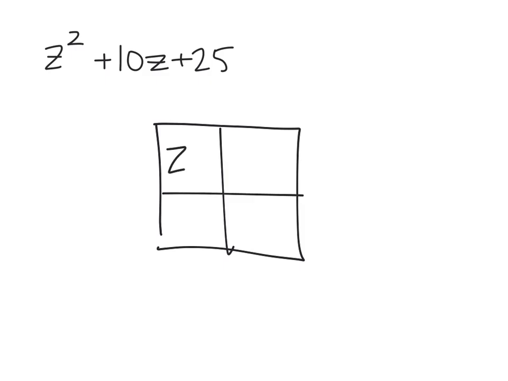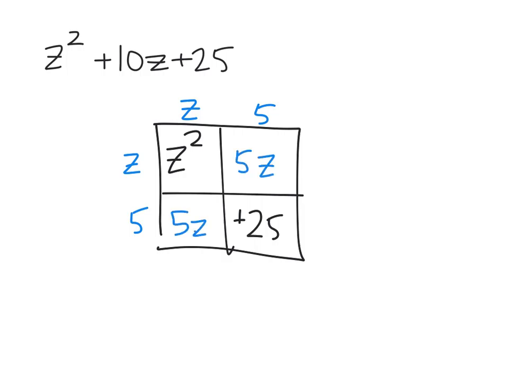And we know that z squared goes here. We know positive 25 goes here. So that's z times z. We're going to guess 5 times 5. And so our internal terms become 5z and 5z.